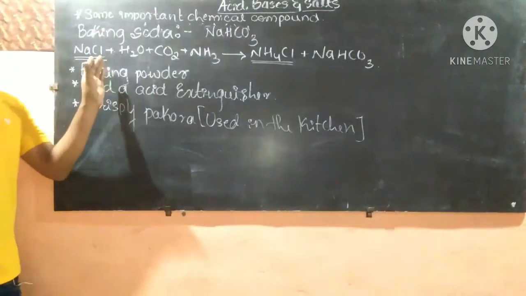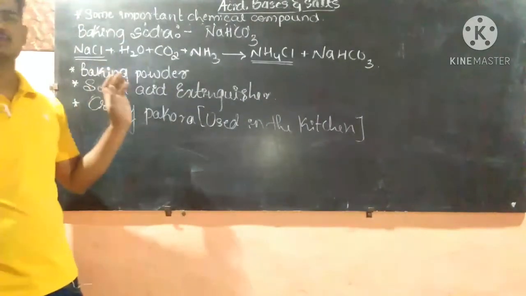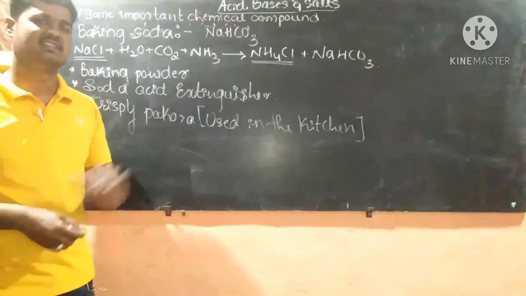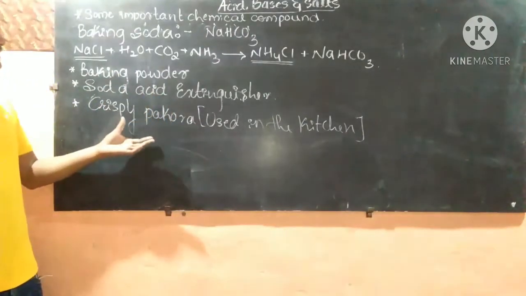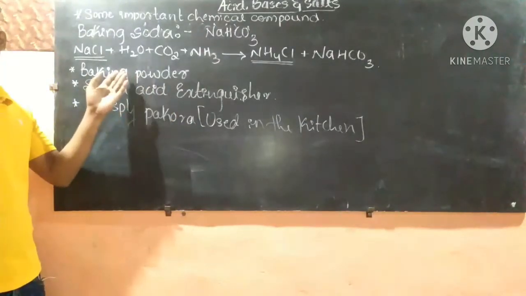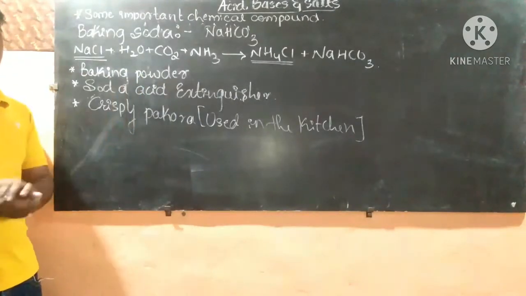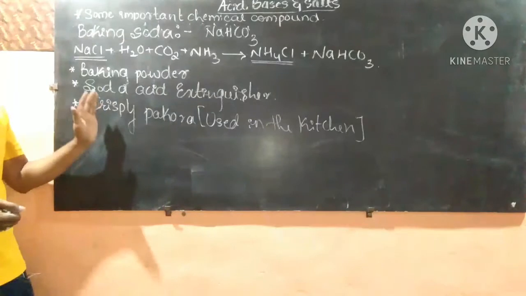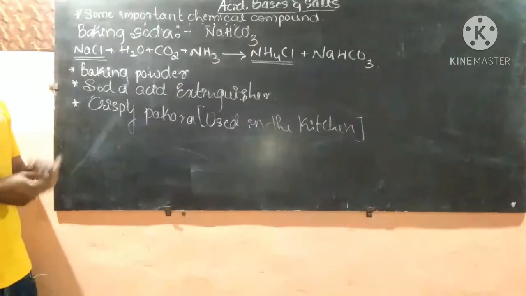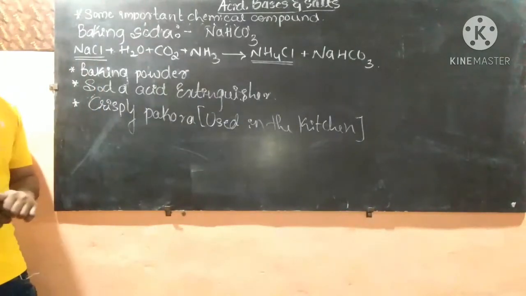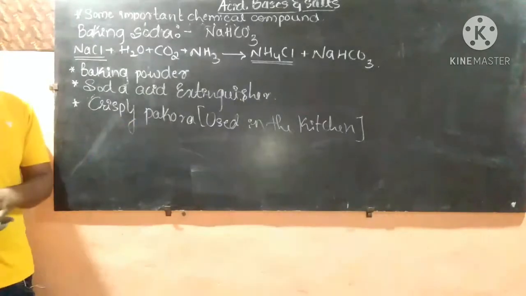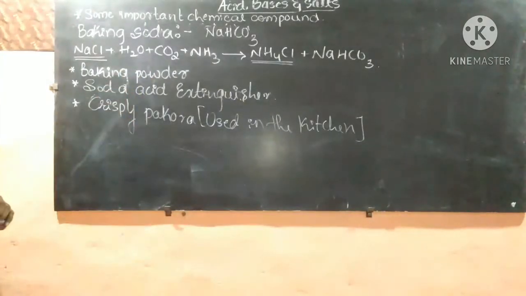During acidity also, the baking soda is consumed to get relief from the acidity. These are some uses of baking soda. The first one is in the preparation of baking powder, the second one is in the soda acid extinguisher, and baking soda is also used in the kitchen for making crispy pakoras. These are the examples of uses of baking soda.